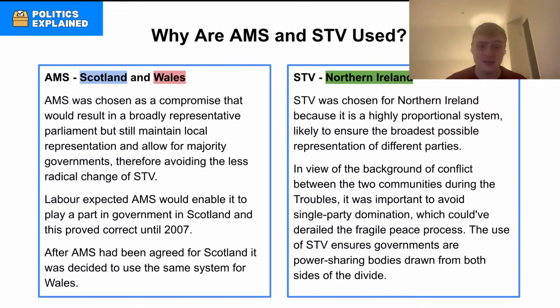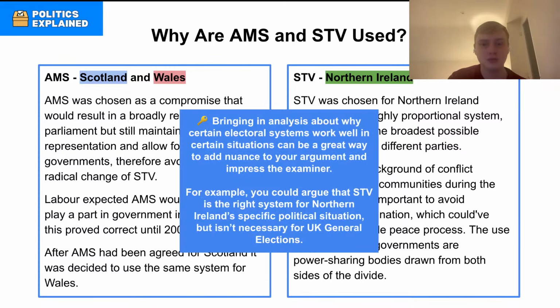Labour introduced it because they expected it would enable them to play a part in government, which they were until 2007. But of course, after then, the SNP has been successful, and then it was effectively used in Wales after it was used in Scotland. And bringing in this analysis about why certain electoral systems work well in certain situations can be a great way to add nuance to your argument and really impress the examiner.